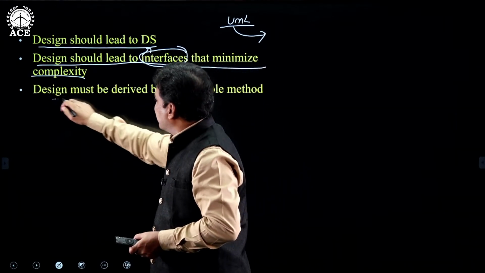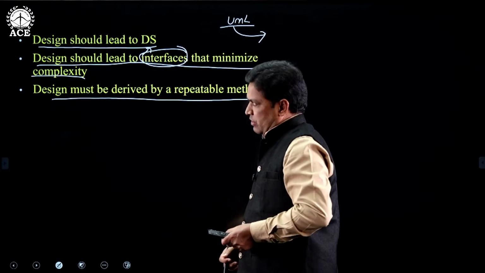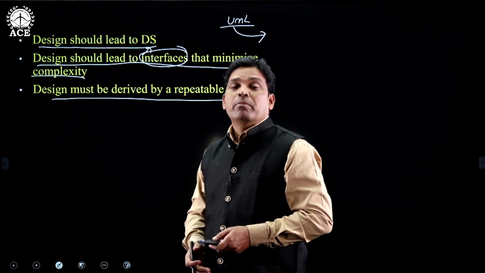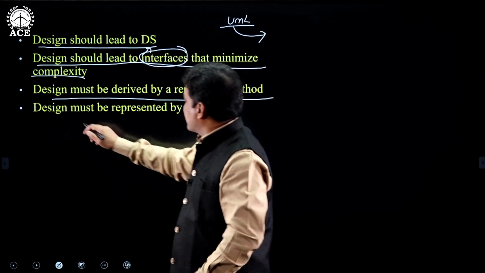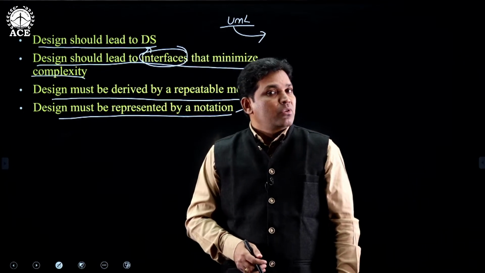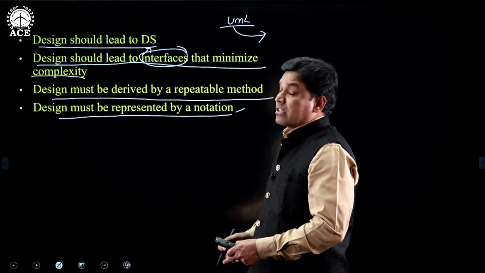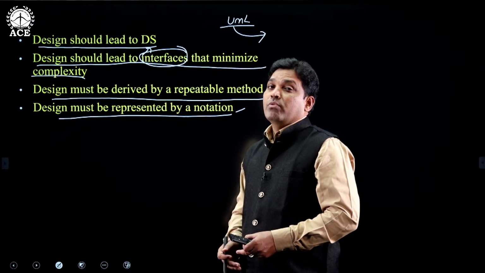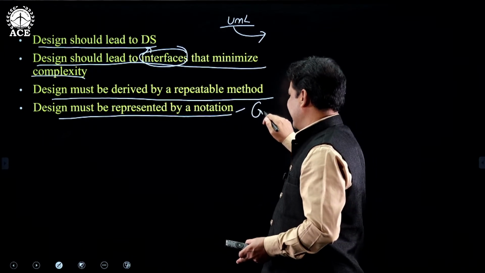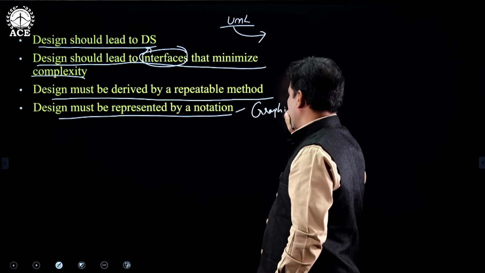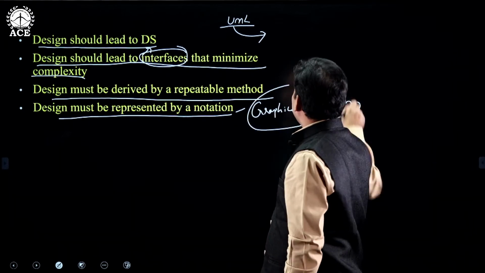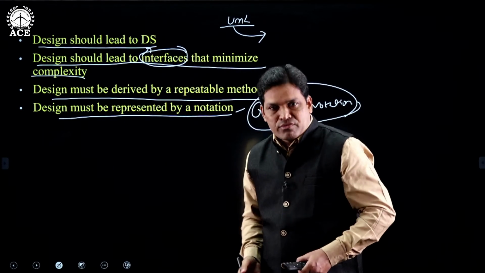Next is design must be derived by a repeatable method. When designers are designing a software system, they can use repeatable methods to provide better quality, right? Design must be represented by a notation. Why must design be represented by a notation? The reason is that other stakeholders are supposed to understand your design model in a better way. If it is represented in the form of graphical notation, other stakeholders can easily understand the design model of your software system.